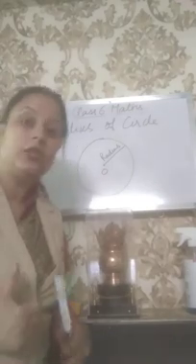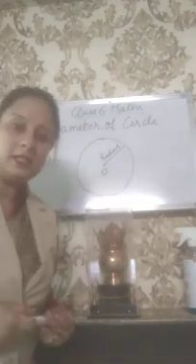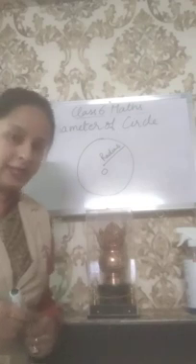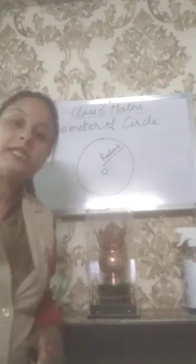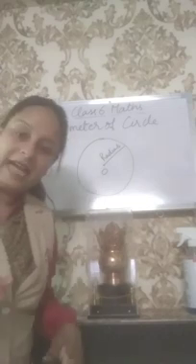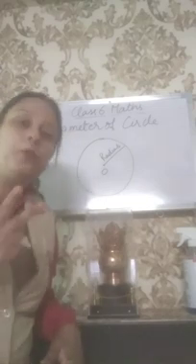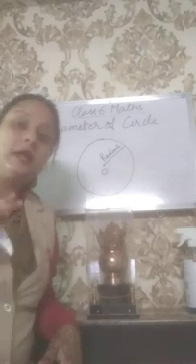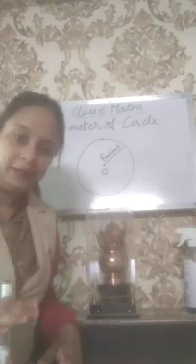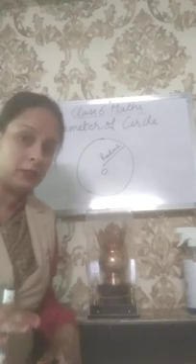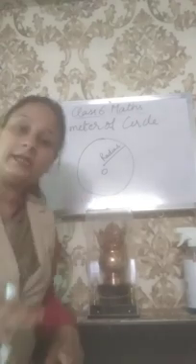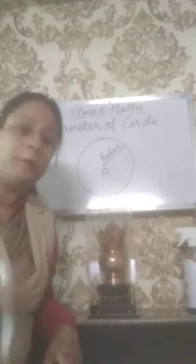Now let's move on to the next concept, that is the diameter of the circle. Diameter of the circle is any straight line which is passing through the center and touching the circle in 2 points. I repeat myself. Diameter is any straight line which is passing through the center of the circle and touching the circle at any 2 points.